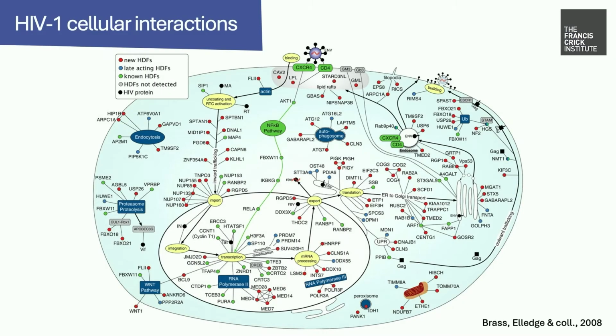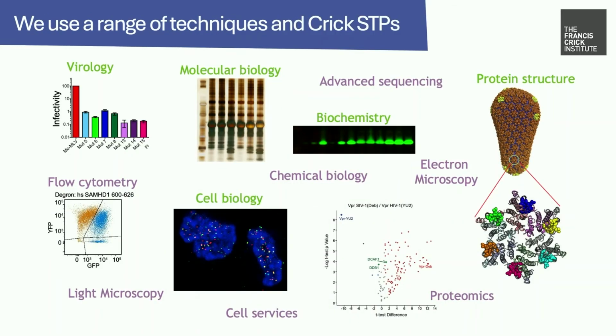And this is a busy slide. This just shows you some of the proteins and pathways that the virus actually uses to undertake all this replication. And actually, you can see at the bottom there, this slide is actually 15 years old. So we now know a lot more proteins and pathways that HIV uses. So just quickly to say how we study this, actually, we use lots of different techniques, which are highlighted in green here. So from virology, molecular biology, cell biology, biochemistry, right up to some protein structure.